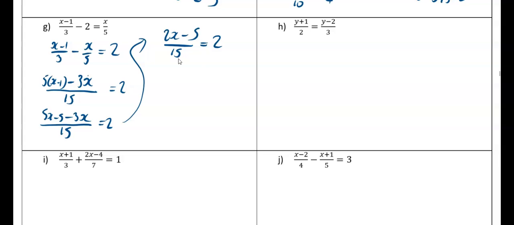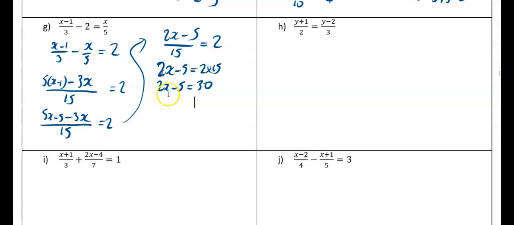So the opposite of dividing by 15 is multiplying by 15. So 2 times the 15. So I'm going to run out of space here, note. 2x minus 5 is 30. Okay, let's put the brakes on. Let's just look again. Always do this every now and again just to reset to keep yourself right.